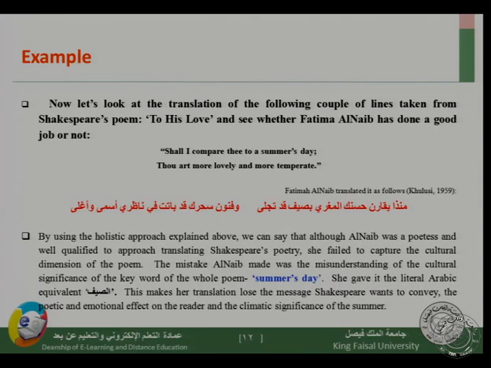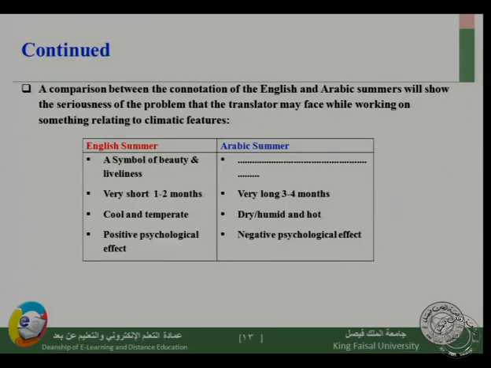Now, do you know that the connotation of summer in English is different from the connotation of summer in the Gulf or even in the Arab world? Now look, English summer is a symbol of beauty and liveliness. Arabic summer is not a symbol of beauty and liveliness. No way. Even in Lebanon, where it's really cold. But we are talking now about the Gulf states, a huge area.